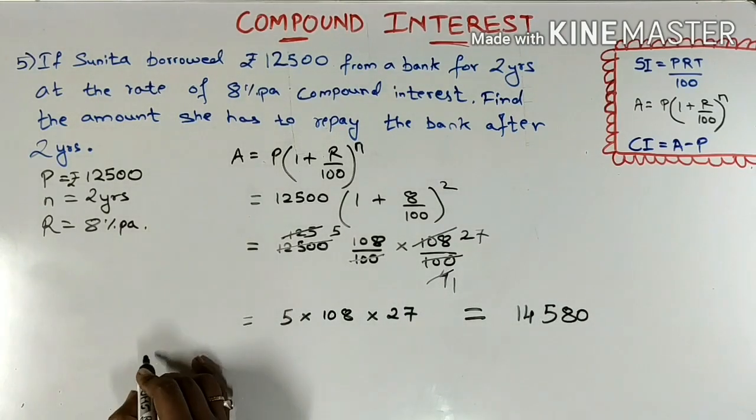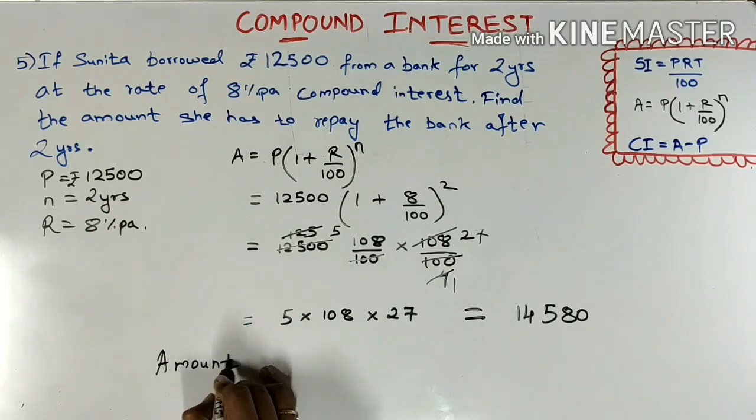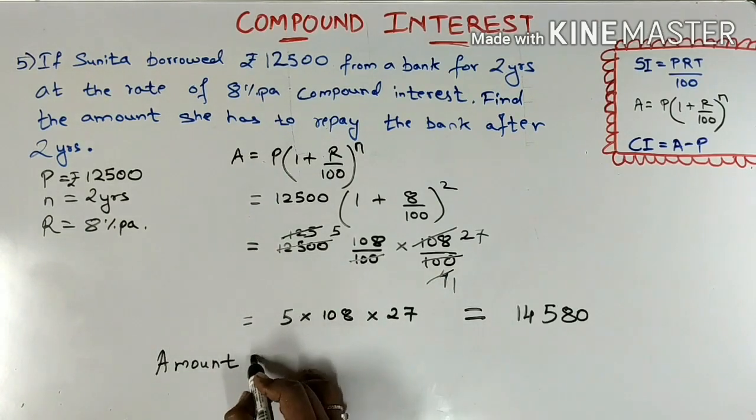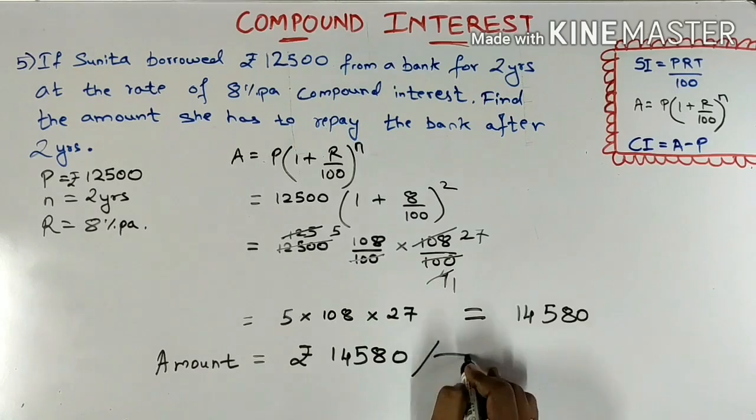So the amount that Sunita will return or repay after 2 years to the bank will be rupees 14,580.